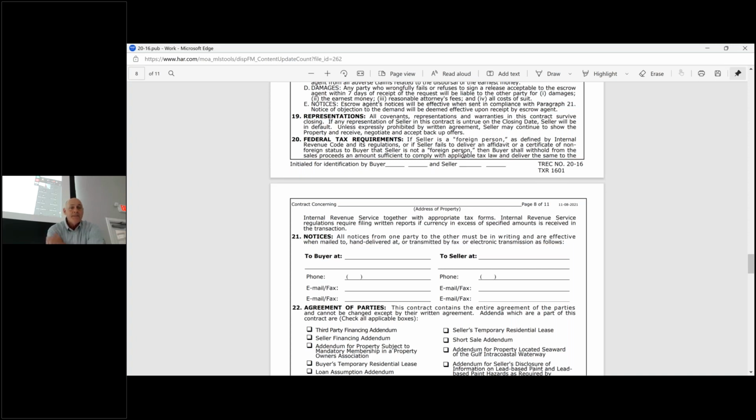All right. Paragraph 20 deals with federal tax requirements for foreign persons. There's really only one thing I want you to understand, and this is full of shock and awe when agents understand it for the first time. If a buyer purchases a home from a foreign person, someone who's not a citizen of the United States, and that foreign person has a tax liability to the IRS as a result of the sale of that home, guess who's going to be held liable for that tax liability?